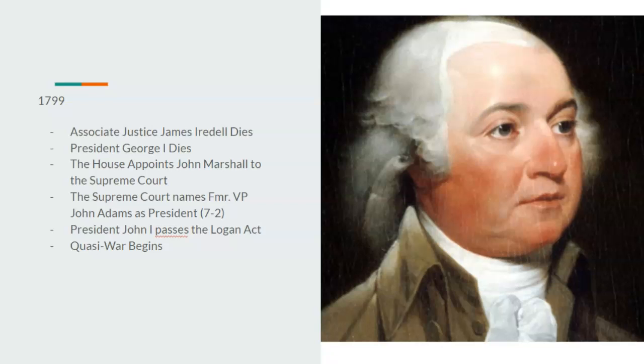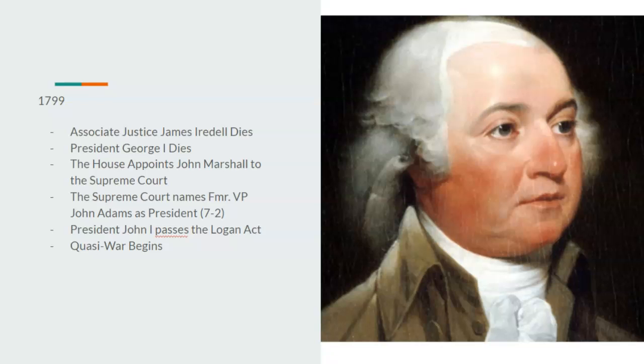Associate Justice James Iredell would pass away, but also, not long after, President George I would die. Of course, people were hoping this wouldn't be the first time a president dies so soon after an Associate Justice dies and before he gets replaced. The House would appoint John Marshall to the Supreme Court.